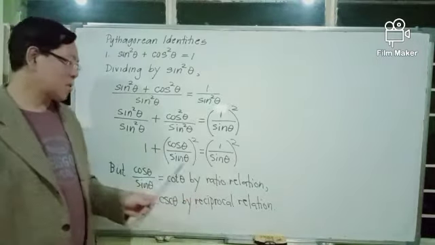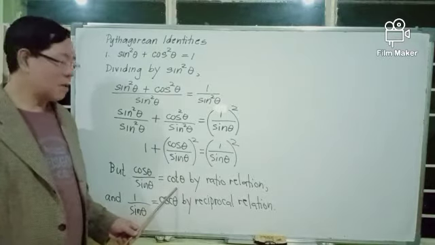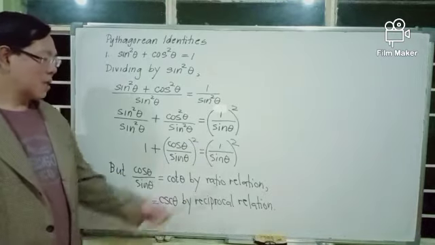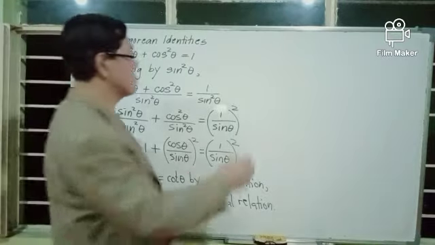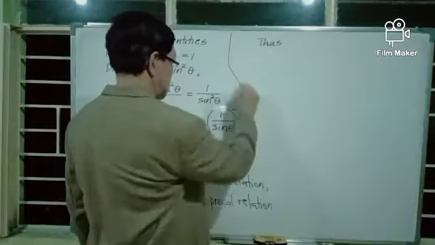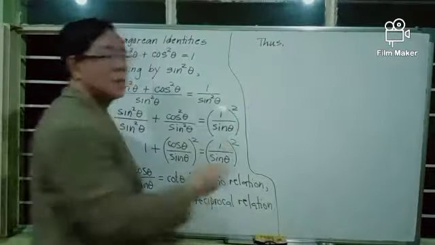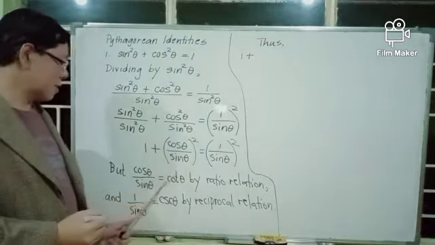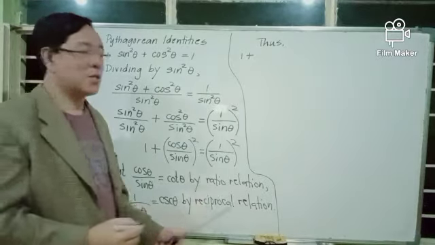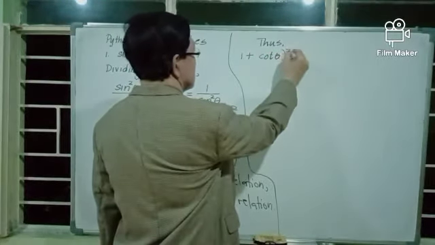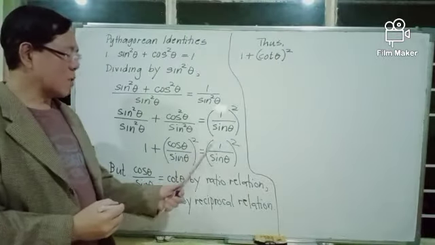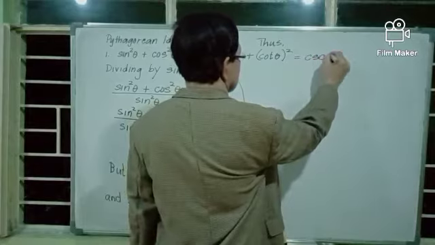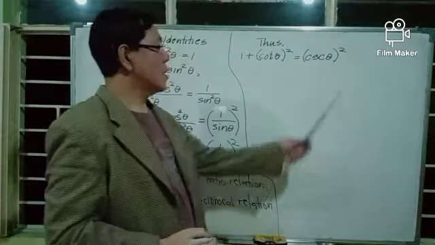In the last equation, we now replace cosine theta over sine theta with cotangent theta, and you have square. At the right hand side, we replace 1 over sine theta with cosecant theta, and you still have square at the right hand side. Thus, we get 1 plus cosine theta over sine theta is equal to cotangent theta by ratio relation, and you have square, equals 1 over sine theta is equal to cosecant theta by reciprocal relation. And you have a square.